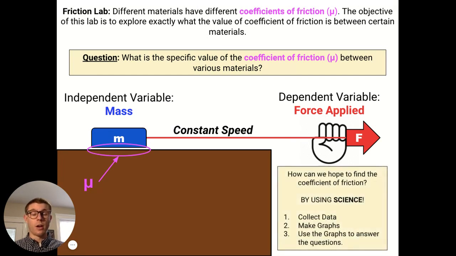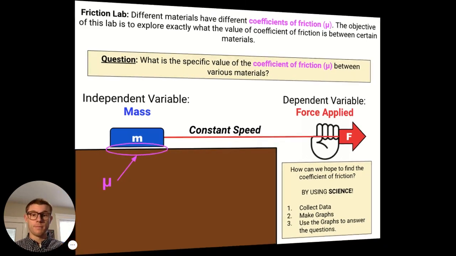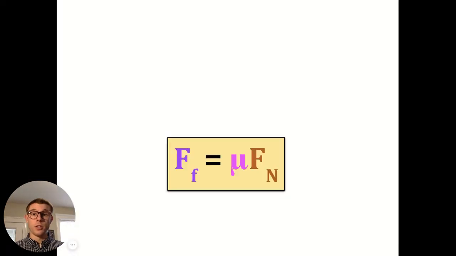Now, you might be thinking, okay, our independent variable and dependent variable don't actually have anything to do with coefficient of friction. But we are going to determine the coefficient of friction by using science. We're going to collect our data with these two variables and then use some graphs and graphical analysis to then determine what our coefficient of friction is. So we're not actually going to directly get it from our data, but we're going to get it using some graphical analysis.